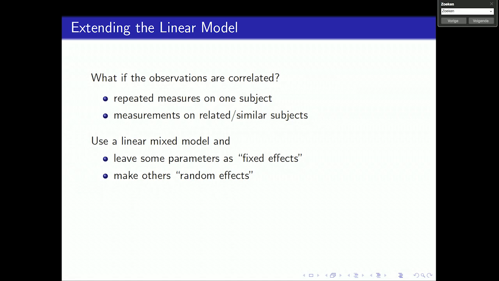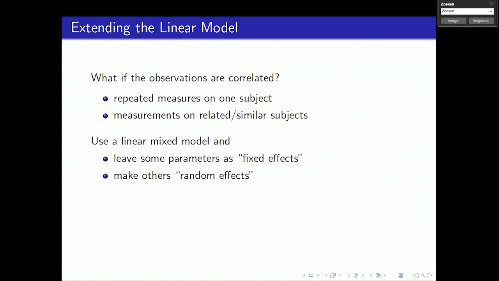Or you might have measurements on similar people, maybe cousins or siblings or students in a classroom with a common teacher. In that case, you would take your linear model and add in an effect for, say, each student, an effect for each one of these people that you're measuring multiple times. Then you would take some of those parameters and move them into what's called a random effect, and the other parameters are going to be called fixed effects.